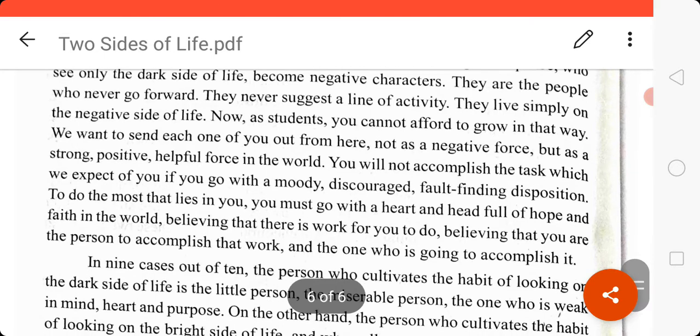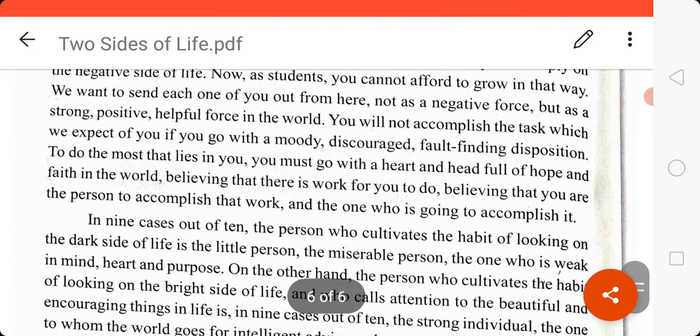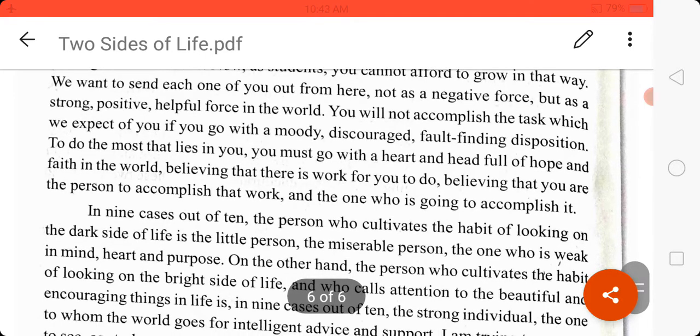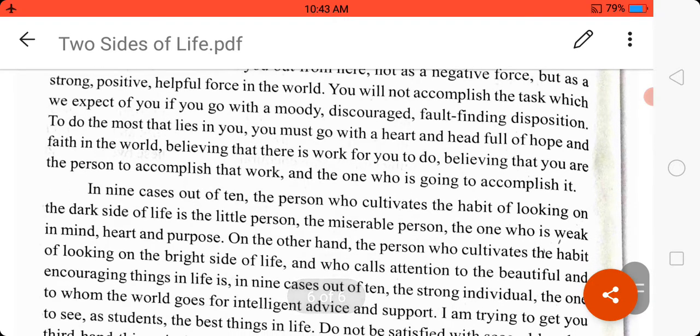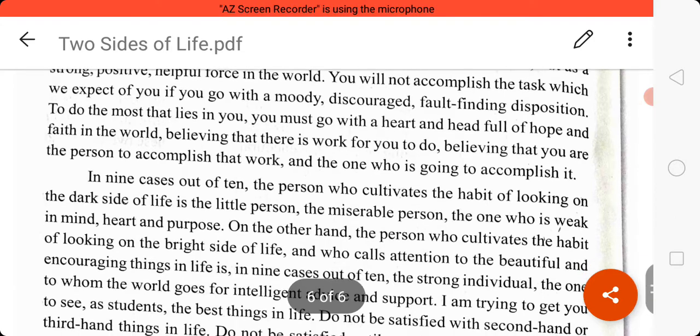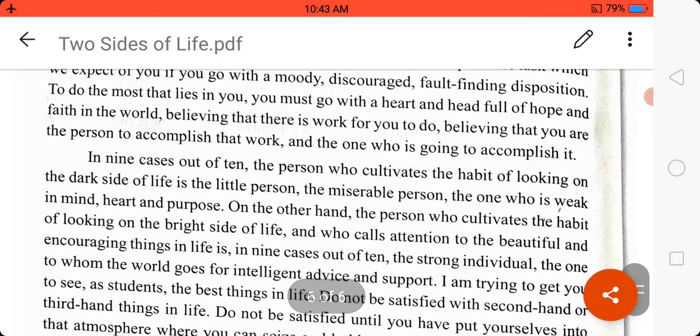Now, as students, you cannot afford to grow in that way. We want to send each one of you out from here, not as a negative force, but as a strong, positive, helpful force in the world. You will not accomplish this task which we expect of you if you go with a moody, discouraged, fault-finding disposition. To do the most that lies in you, you must go with a heart and head full of hope and faith in the world, believing that there is work for you to do, believing that you are the person to accomplish that work, and one who is going to accomplish it.